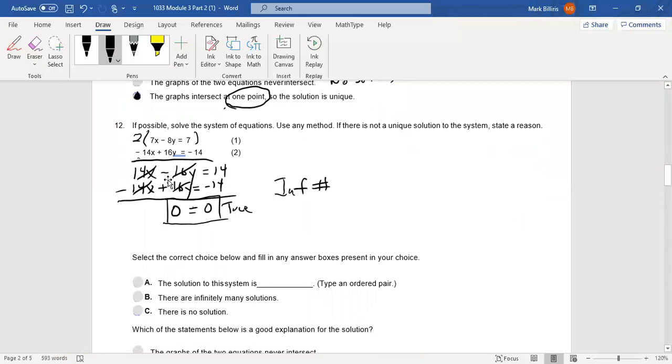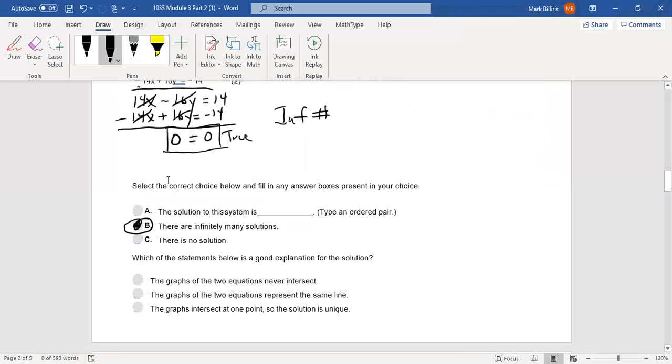So in this case, it says A, the solution set is. That's not true because we don't have a single answer. We have an infinite number of answers. So that would be choice B, because our resulting answer, 0 equals 0, is a true statement. So what would that mean in terms of a graph? If we have an infinite number of solutions, that means the graph would have been the same line.